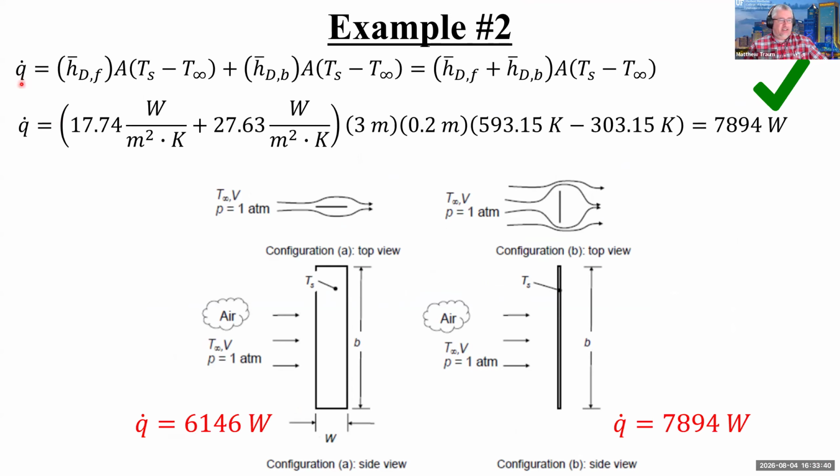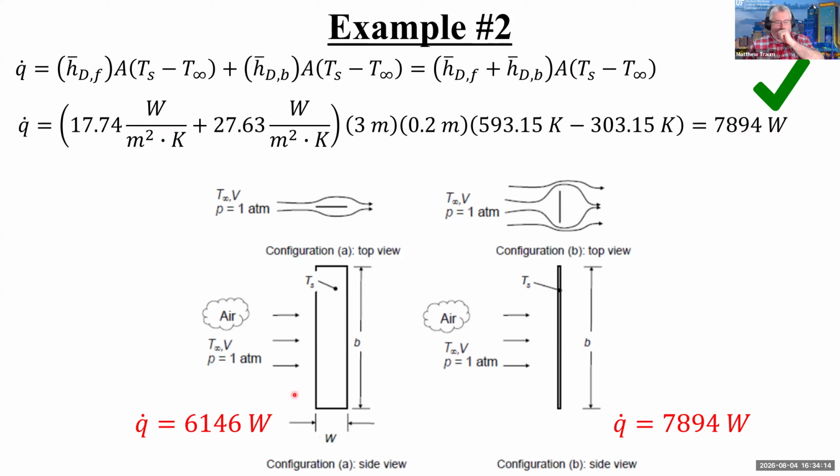Okay, and then here I am just adding up, right? So the total heat transfer from the plate in this configuration is the heat transfer from the front side plus the heat transfer from the back side. Those areas are the same, the temperature differences are the same, and so I just get to combine those two front and back heat transfer coefficients together like this, right? That's the distributive law of multiplication, right? So just doing that to make my math easier, plugging in the numbers, and out pops 7,894 watts, which matches with what the book says.